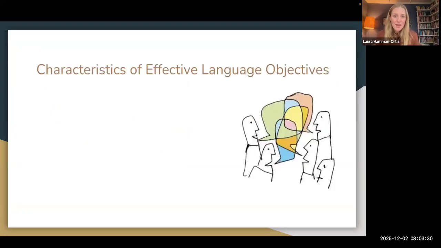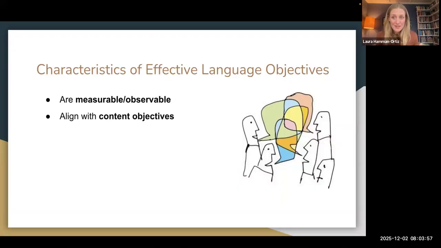And so a few things to keep in mind when you're writing language objectives. You want them to be measurable or observable. So just like with content objectives, you want to plan for things that you could actually see if students are able to do. So if they're explaining something, if they're describing, if they're writing, if they're comparing. So what are some actionable things that they can be doing with language that you can then observe? They should align with your content objectives. So you should be thinking about language in service of your content objectives, the language that they're using to engage with that content learning.